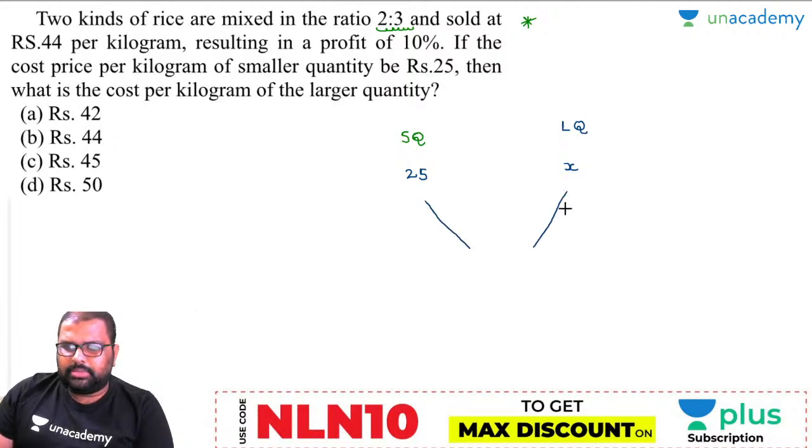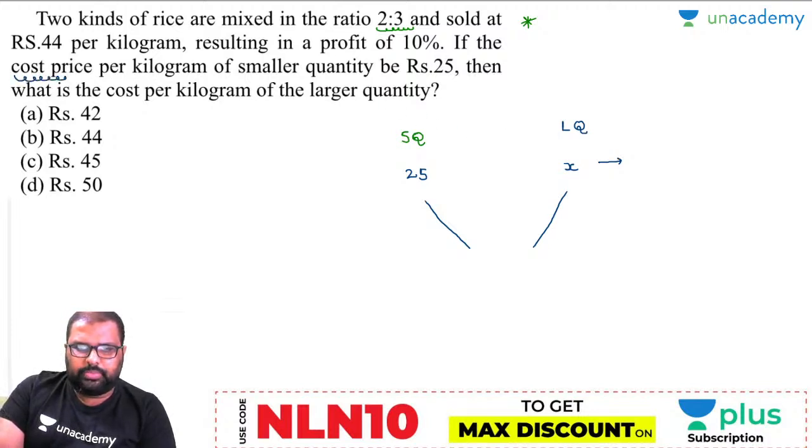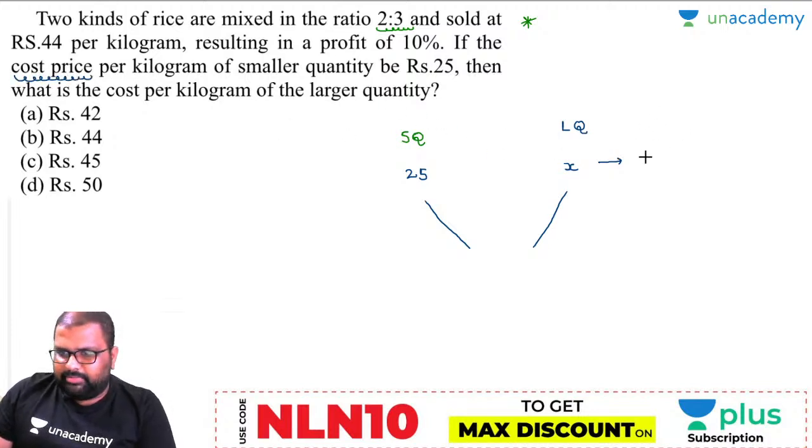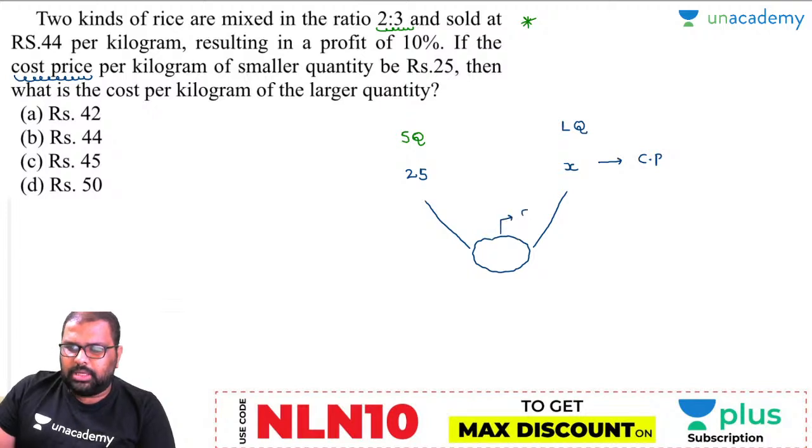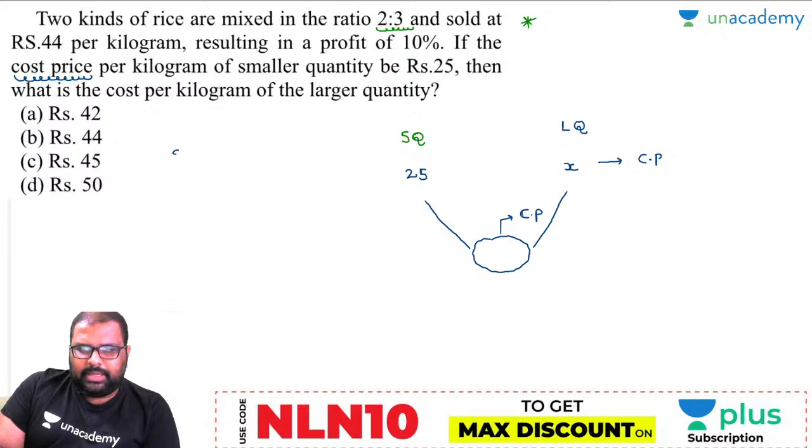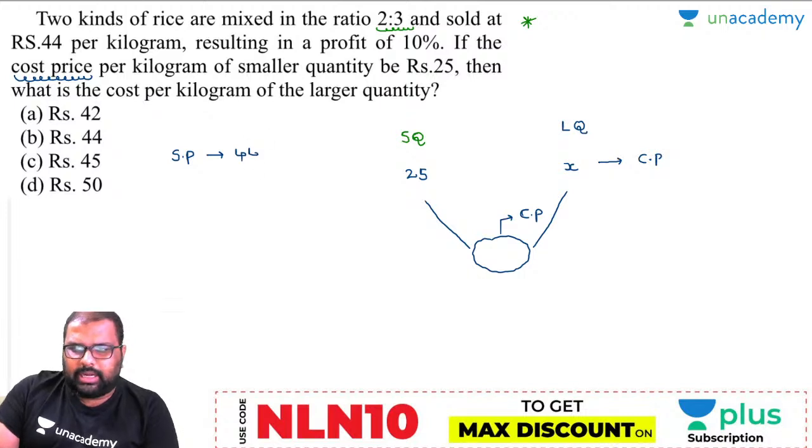Now closely observe, these are cost prices, right? Am I right or wrong? Cost price is given there, so your mixture must also be cost price. Yes, Satvik, very good. It is 50. When you are mixing two cost prices, your mixture must also be cost price. Now here, the selling price is given as 44.